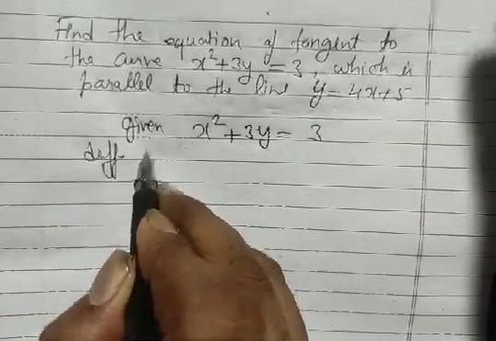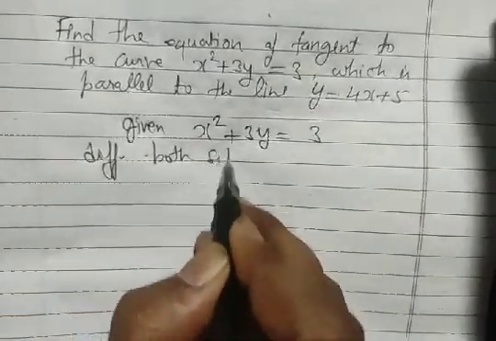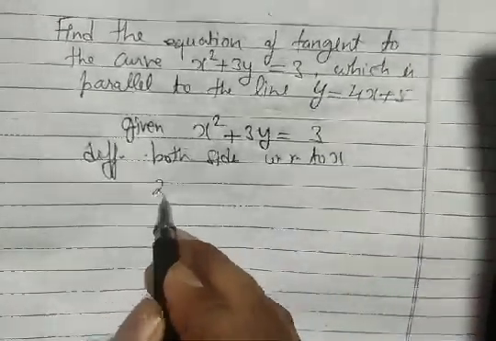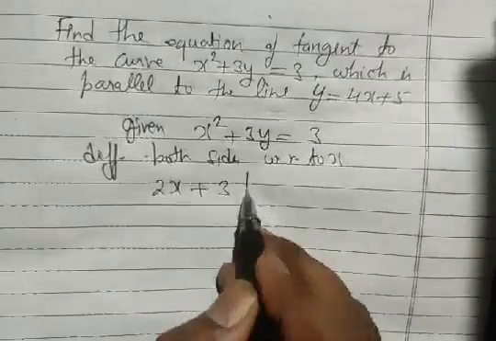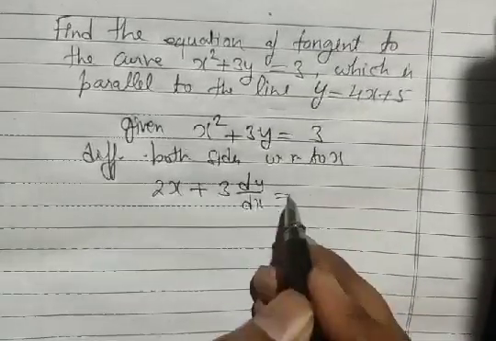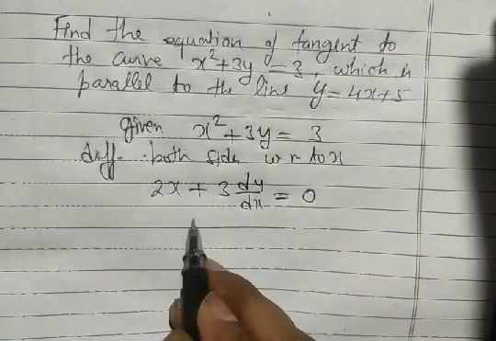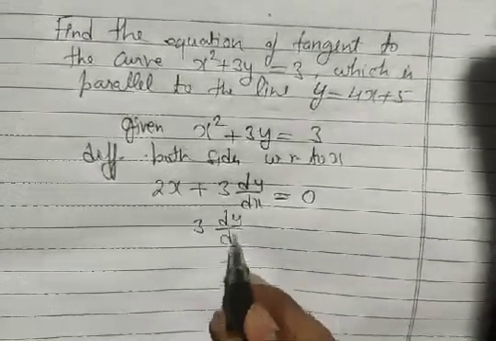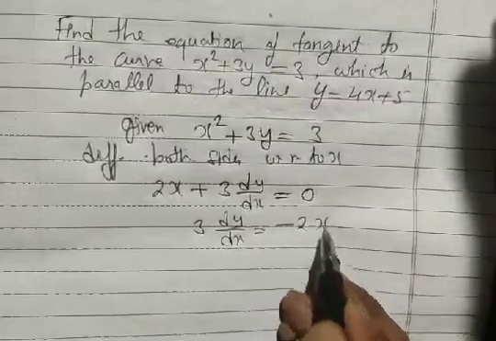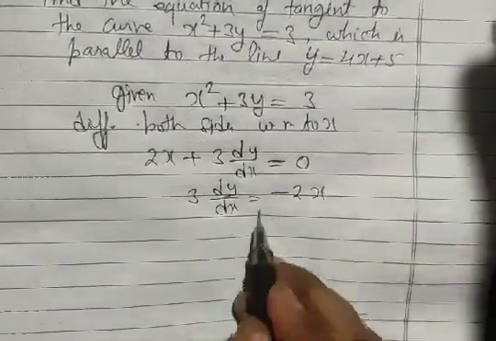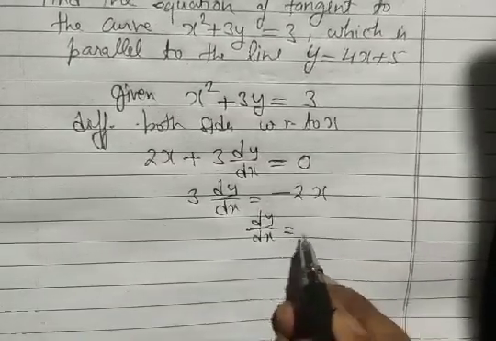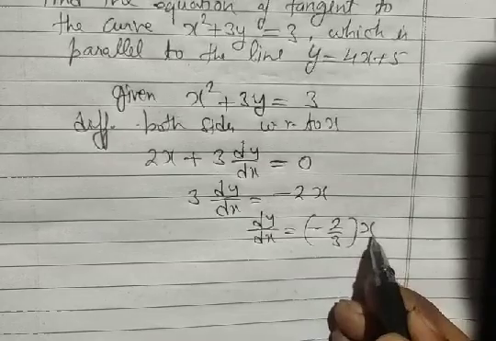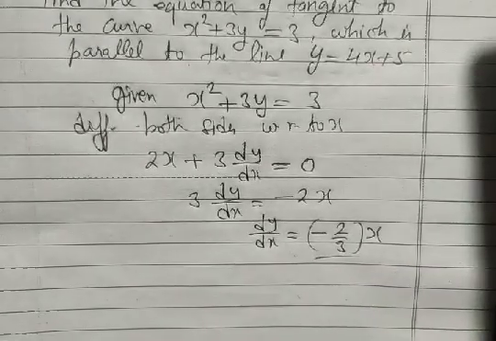Differentiating both sides with respect to x, we get 2x here. Here we get 3 dy/dx. Being constant, 3 becomes 0 here. Then we are going to find the value of dy/dx. Then 3 dy/dx equals minus 2x. Then the value of dy/dx is minus 2x by 3. Now we get the value of dy/dx.